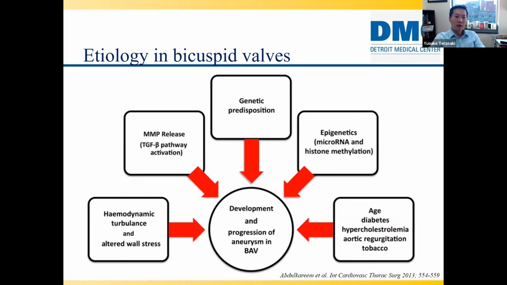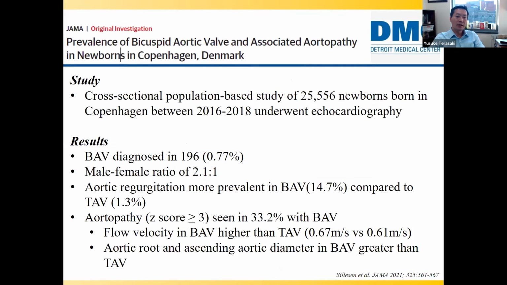But what's most interesting is that this is a study that came out of Denmark, where they did an echo of all 25,000 newborns that were born within the city of Copenhagen between 2016 and 2018. And they diagnosed approximately 0.8% of the population as having a bicuspid, which is within that 0.5 to 2 range that is known. Male to female ratio, again, is a little higher for males, 2 to 1.